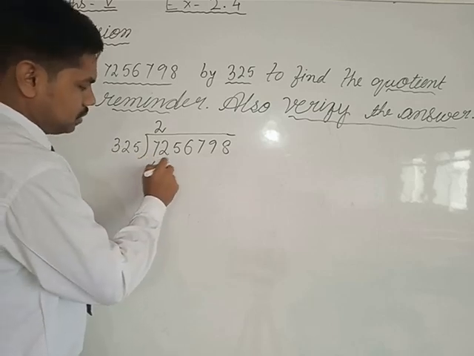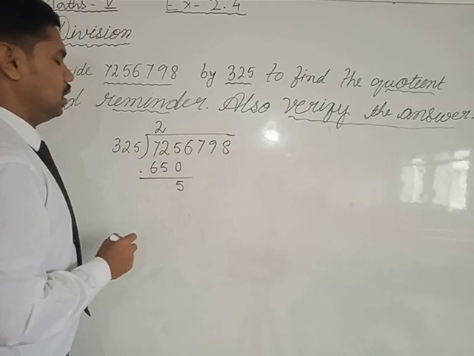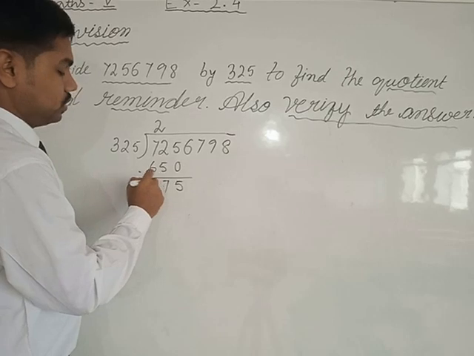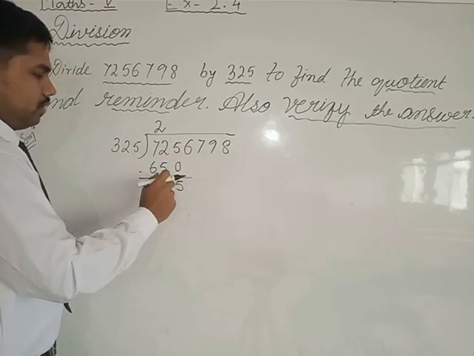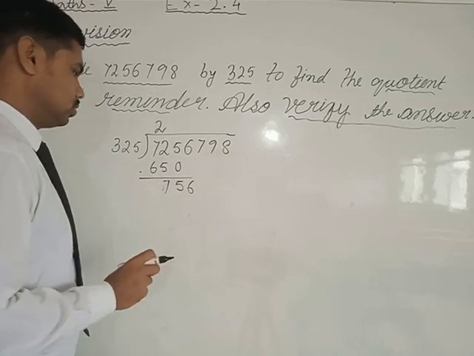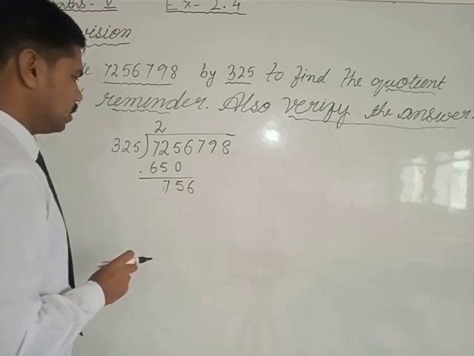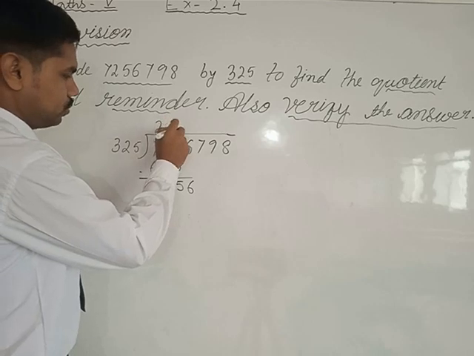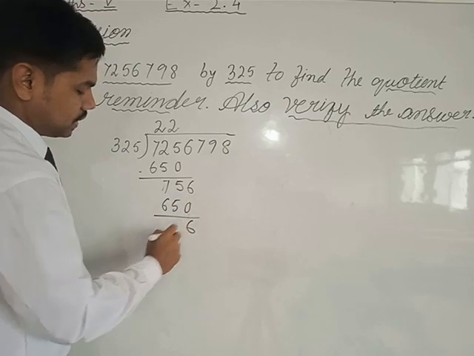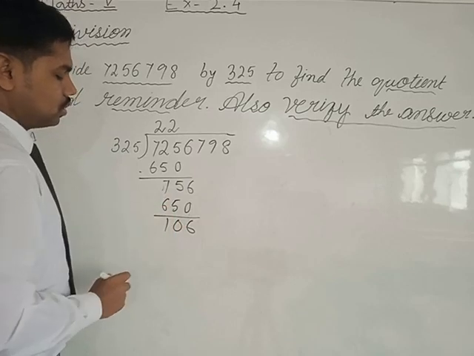650. Now we will subtract this, so it will be 75. Now we will take one more, so 6 comes down, then 756. Three times will be greater, so again with 2. Again 650. So 6 0 6 0 1, so 106.